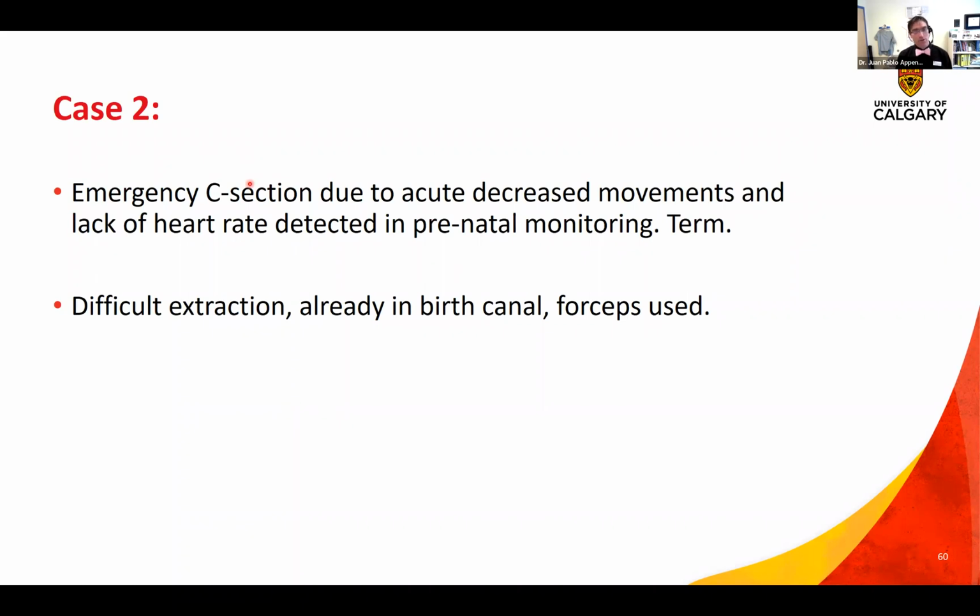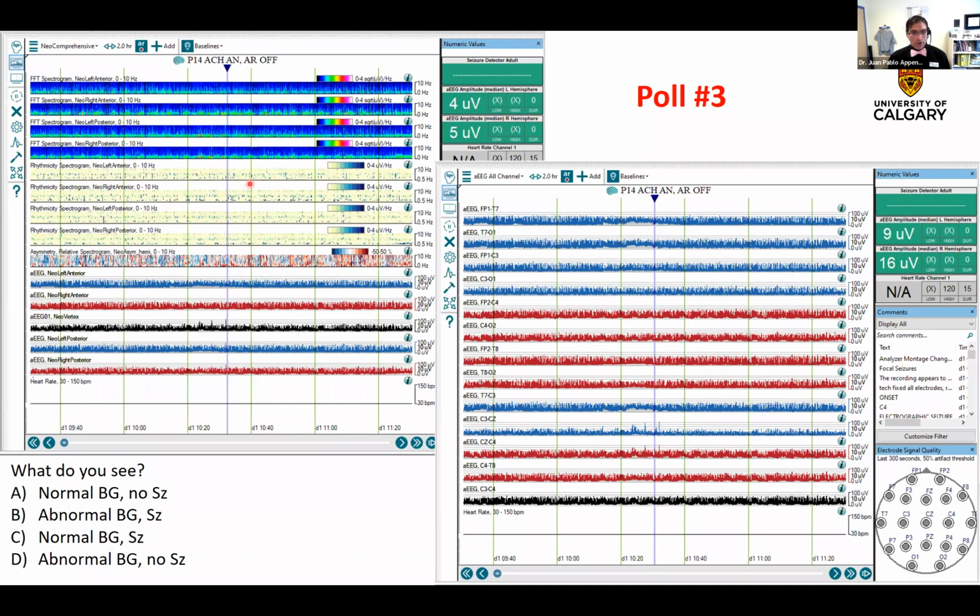So this is case 2, in which there was an emergency C-section due to acute decreased movements and lack of heart rate detected in prenatal monitoring. Very abrupt. It was difficult, the extraction, because the child was already in the birth canal and it was being pushed down. So they had to take it up from the birth canal through the C-section. So now, poll number 3, what do you see? Similar question as before.